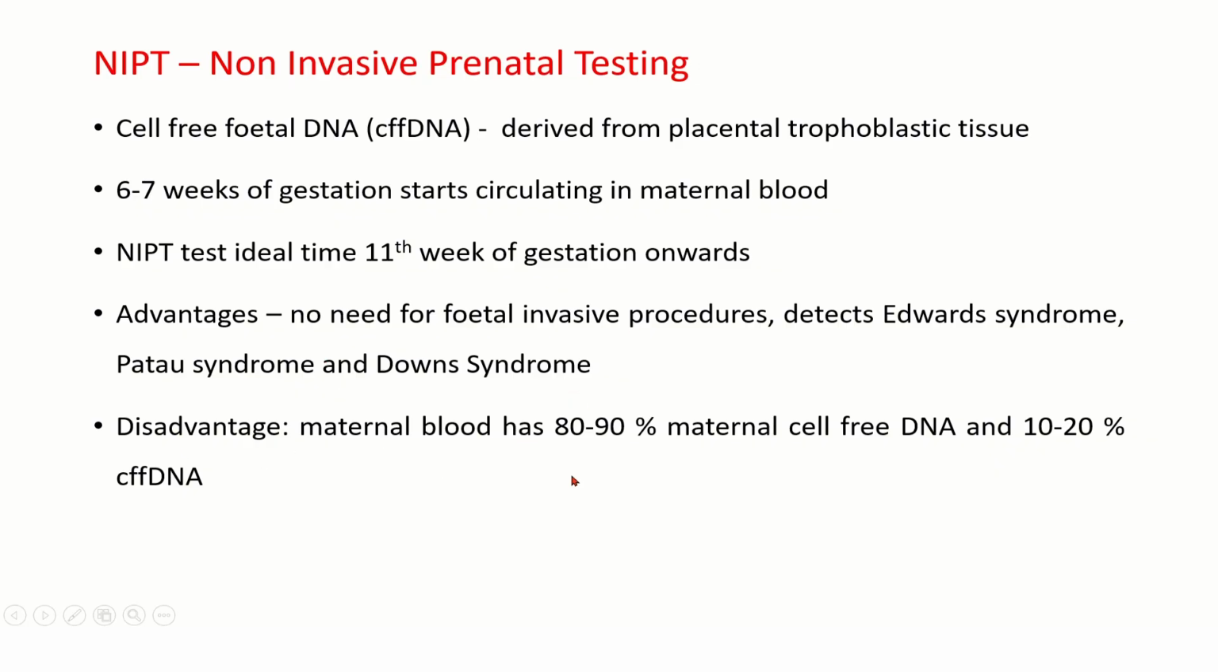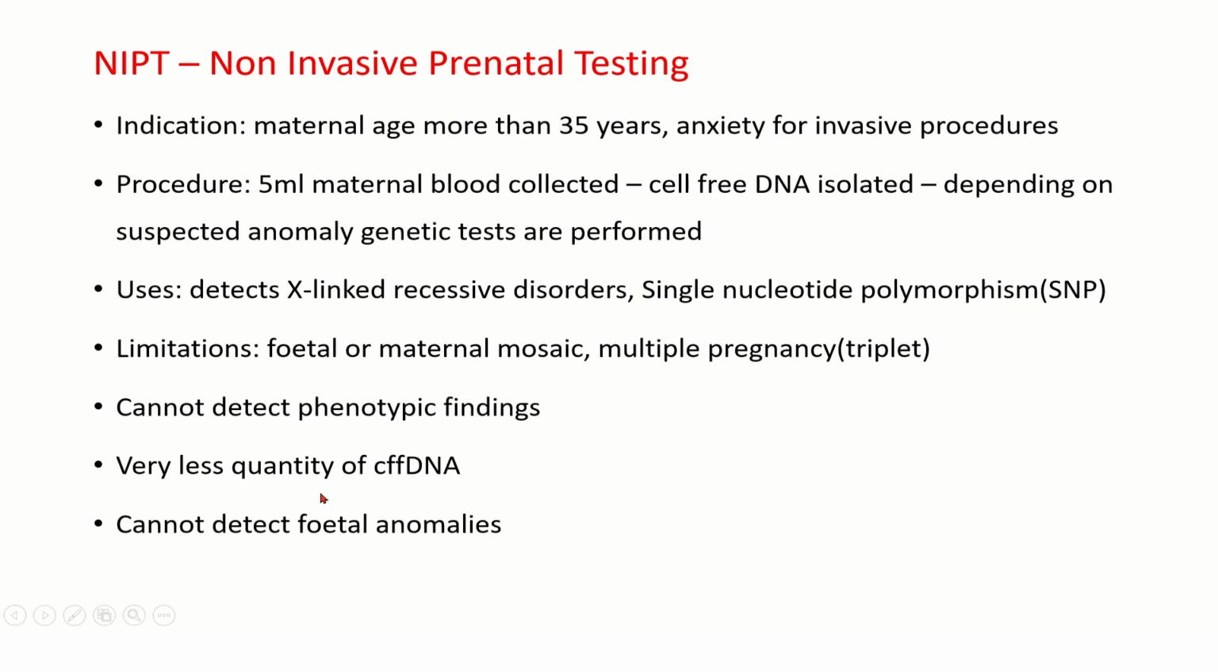Disadvantages: maternal blood has only 80 to 90% maternal cell-free DNA and 10 to 20% cell-free fetal DNA. If this 10 to 20% is not sufficiently collected during sampling, then we will fail. We'll be performing the test on the maternal DNA rather than fetal DNA. Indications: maternal age more than 35 years and anxiety about invasive procedures. If the mother does not want any kind of invasive procedure for the fetus, she can opt for this cell-free fetal DNA. Procedure: ml of maternal blood is collected, cell-free fetal DNA is isolated, and depending on the suspected anomaly, genetic tests are performed.